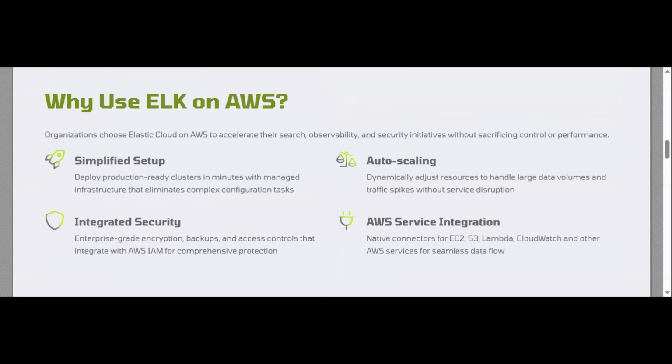Now, why use ELK on AWS? Organizations choose ELK, that is Elastic Cloud on AWS, mainly to accelerate their search, observability, and security initiatives without sacrificing control or performance. Simplified setup: it is easy to set up. Deploy production-ready clusters in minutes; managed infrastructure eliminates complex configuration tasks. Auto scaling dynamically adjusts resources to handle large data volumes and traffic spikes without service interruptions.